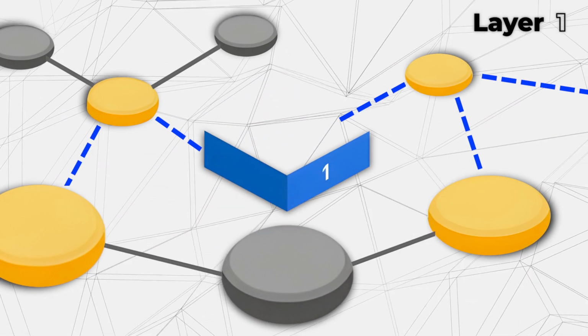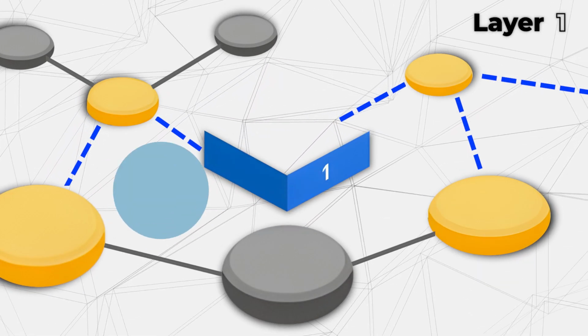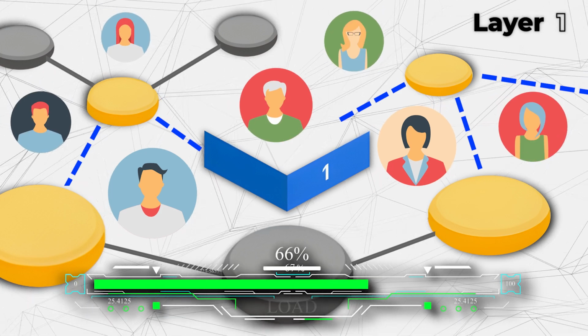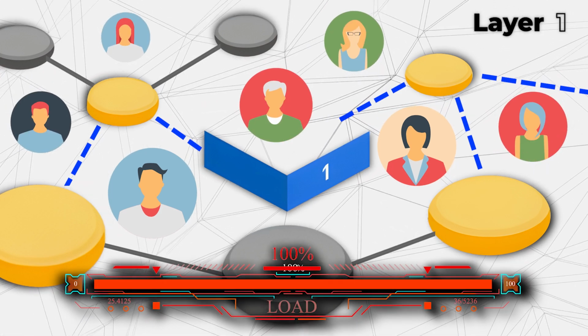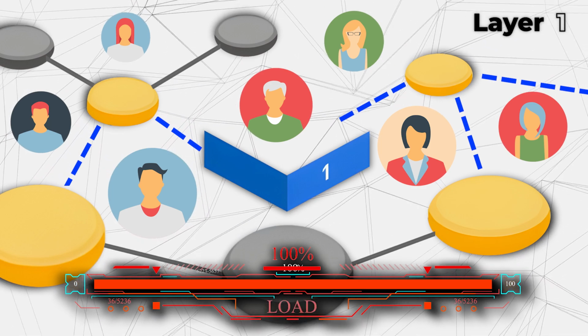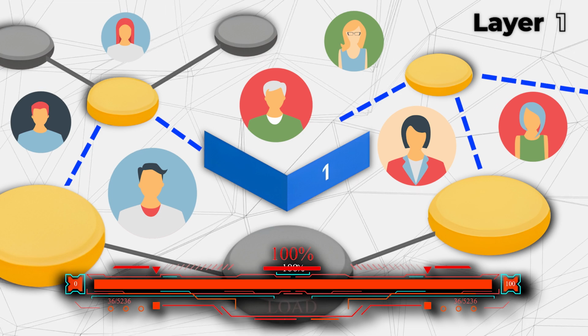But layer 1 has one problem. When the network becomes popular, the load on the network grows. The more users, the slower the transactions become, and the higher the fees. Ethereum is a classic example. At times of overload, commissions can reach tens and sometimes hundreds of dollars per transaction.